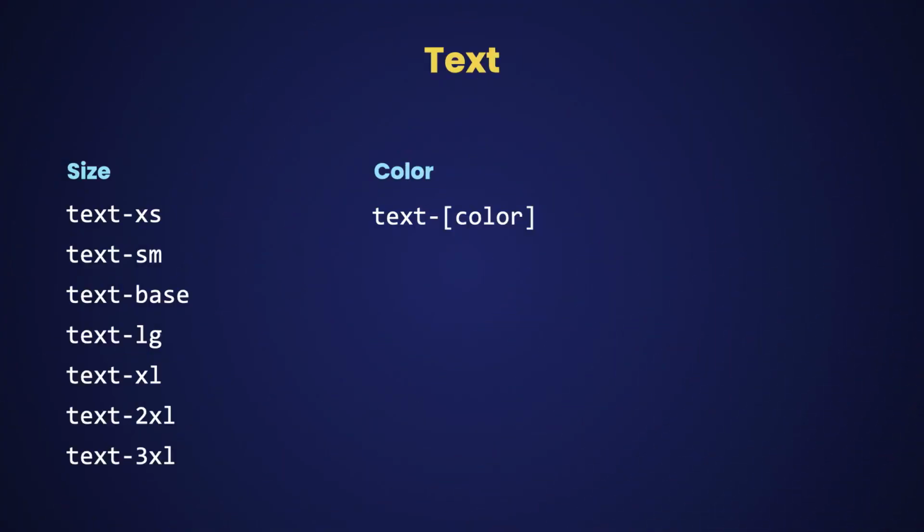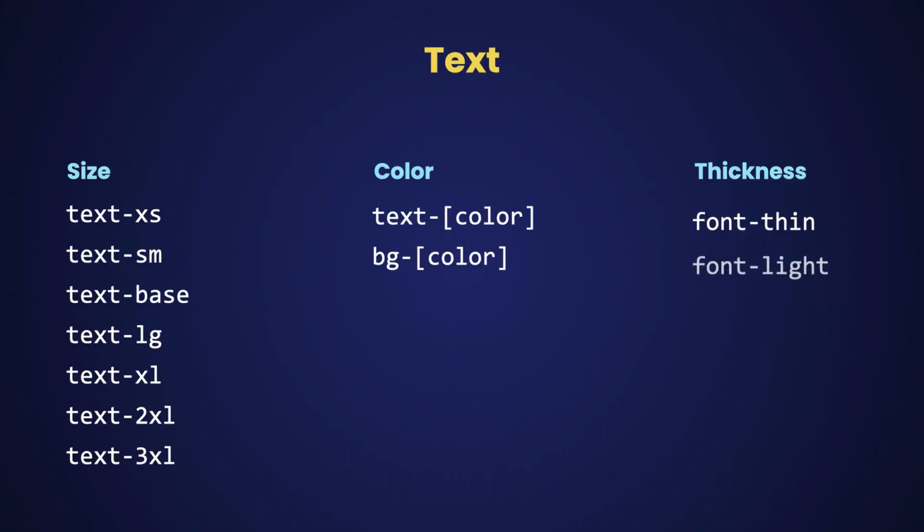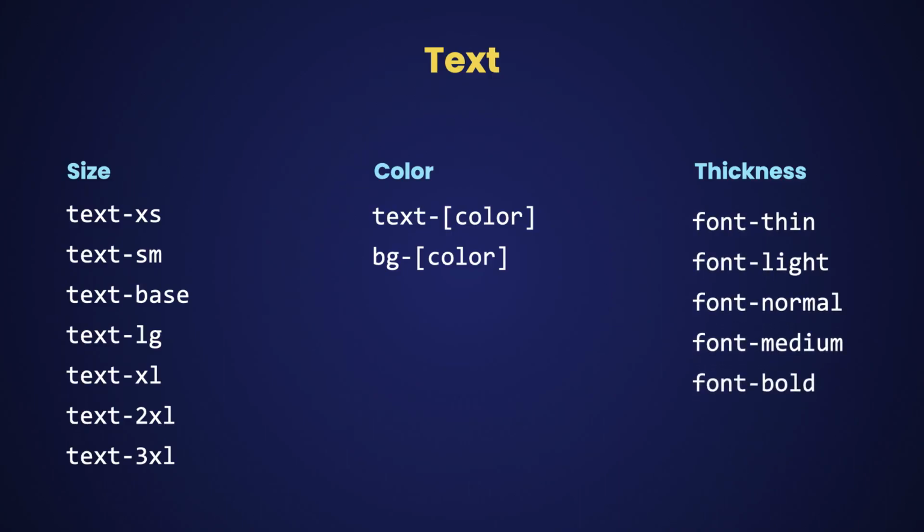Now, back to our slide. For controlling the background color, we have a bunch of classes that start with bg followed by a color code. Now, for controlling the thickness of font, we have a bunch of classes like font-thin, font-light, font-normal, font-medium, font-bold, and so on. That's the idea of Tailwind.